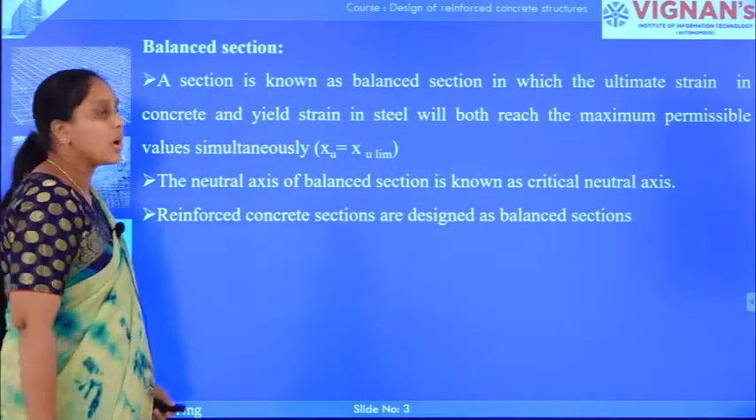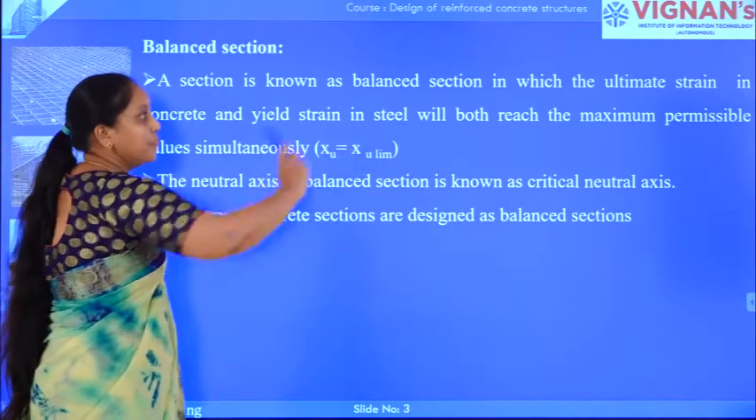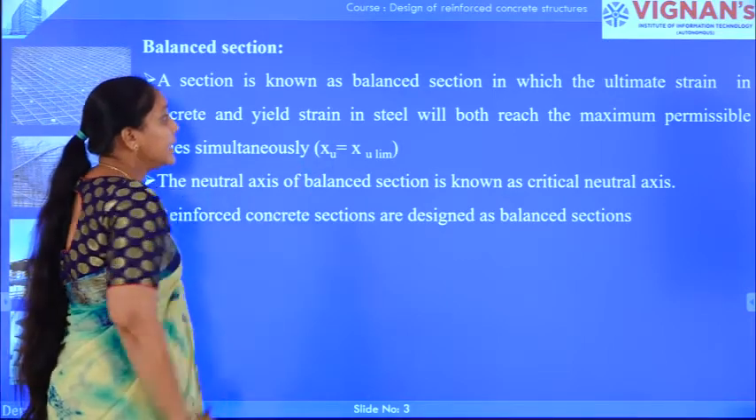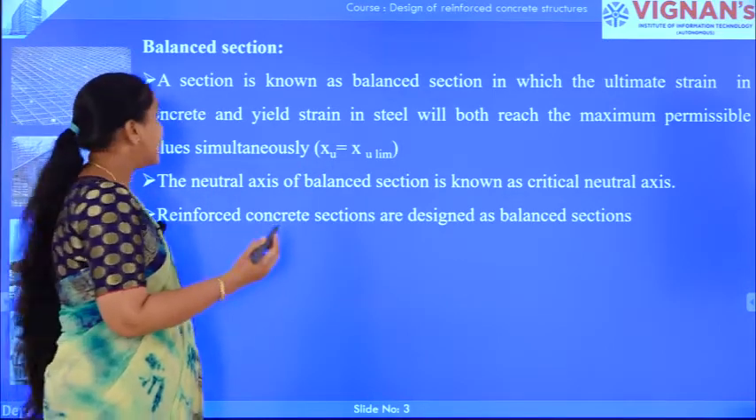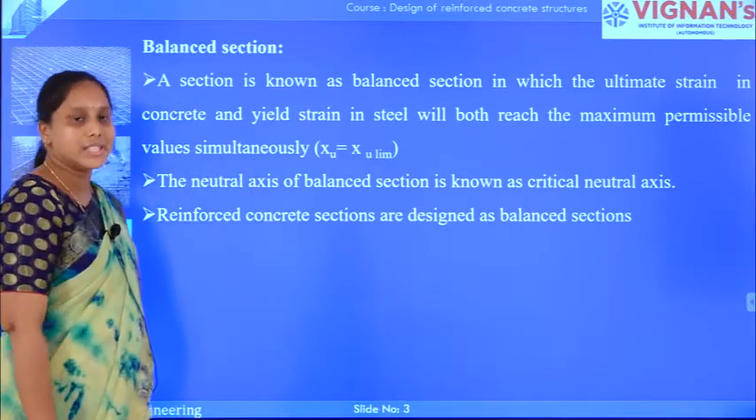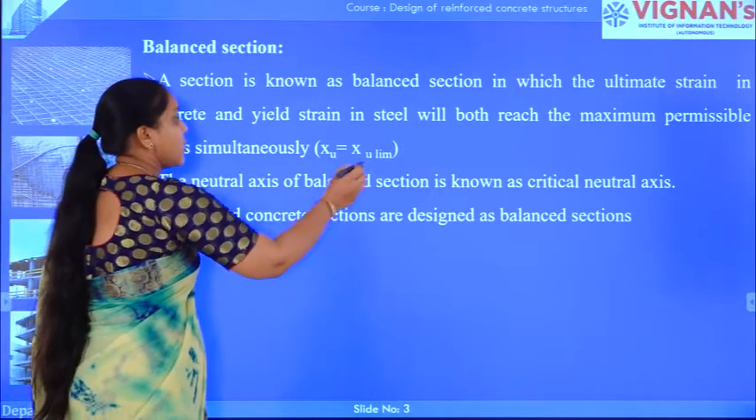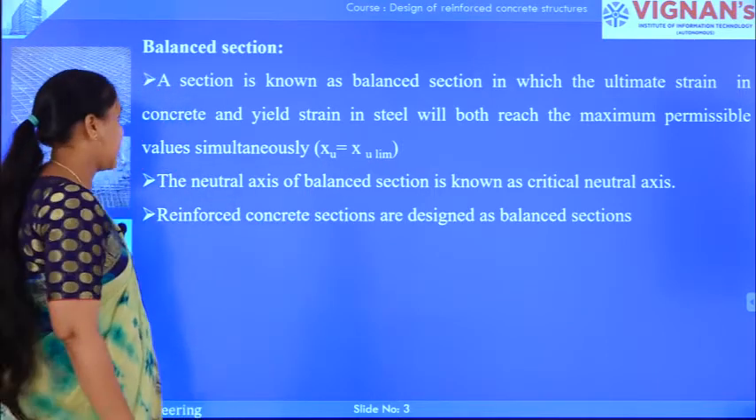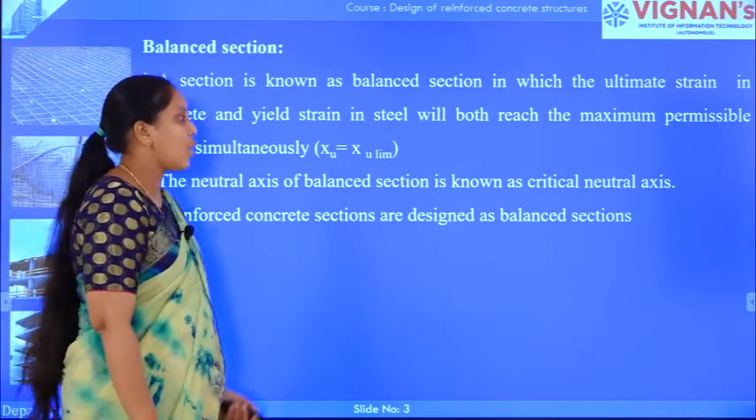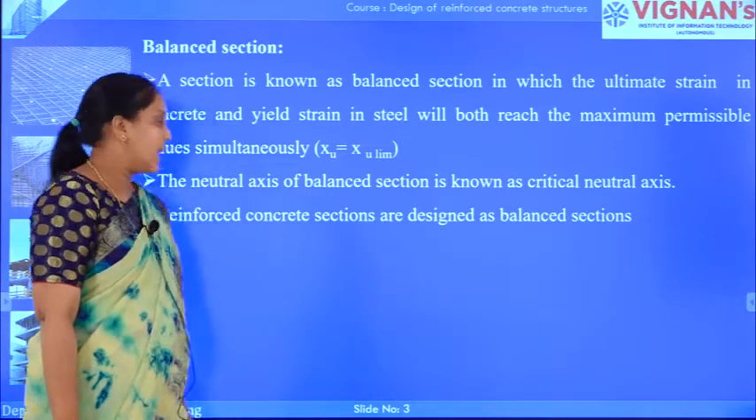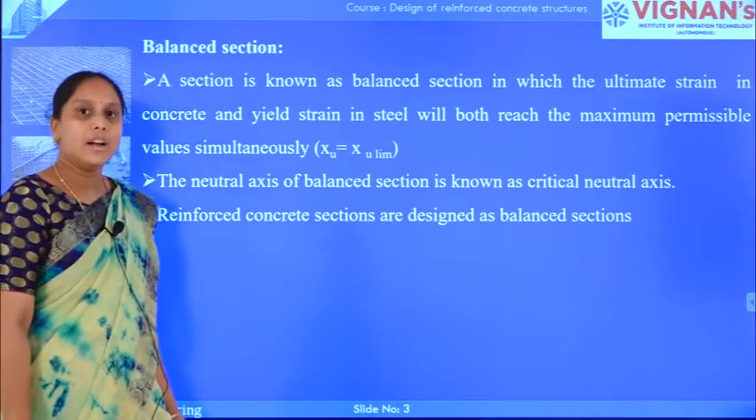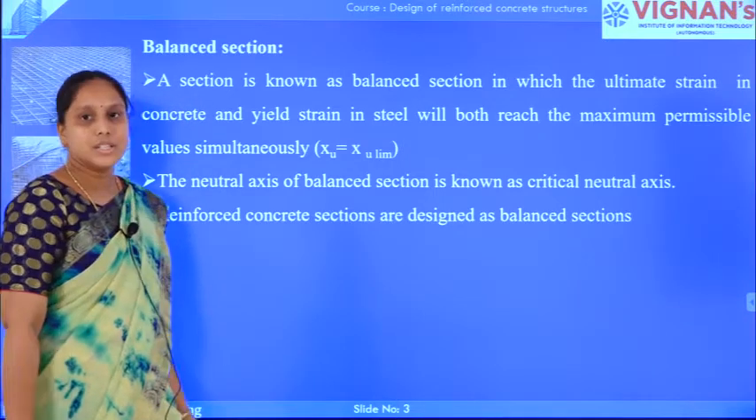So, you can see here, what is a balanced section? The ultimate strain in concrete and the yield strain in steel will both reach their maximum values at the same time, that is, they will reach simultaneously. Then Xu will be equal to Xu limit. The actual neutral axis in a balanced section is called the critical neutral axis, and generally reinforced concrete sections are designed as balanced sections.